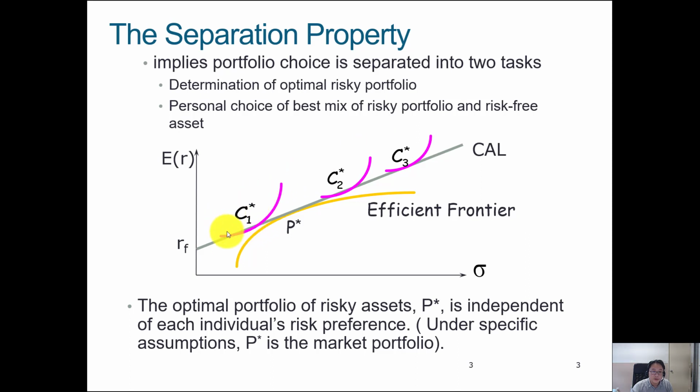aversion. So if you're more risk averse, you'll probably take an asset on the capital asset line, around here, which is a combination of the risk-free asset and the risky portfolio. Ultimately, the optimal portfolio of risky assets is independent of each investor's risk preference, and under specific assumptions, P star is the market portfolio. The market portfolio is given by what's in yellow, which is the efficient frontier.